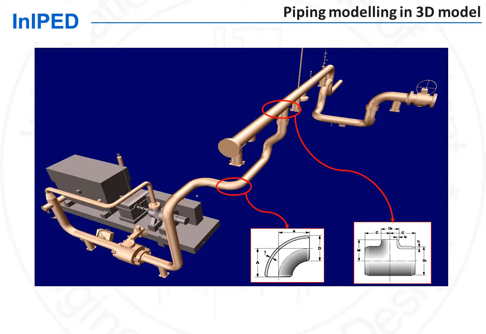Once a sufficient number of lines have been modeled in the 3D model, typically once 60% of them and then 90% of them have been modeled, a review of the 3D model is conducted with the client.